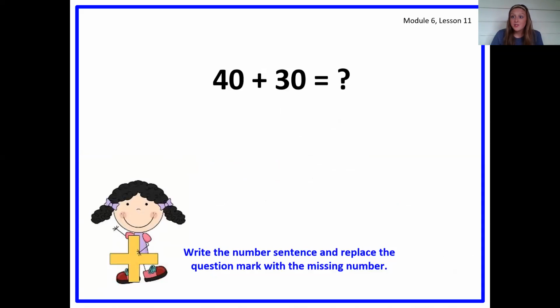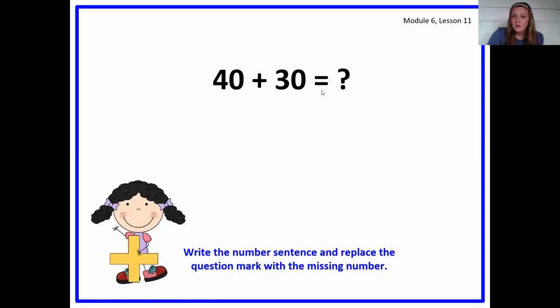So to get started, I want you guys to get a piece of paper if you have something. Go ahead and you can use a picture. You can do whatever you need to do. Solve 40 plus 30. Go. Alrighty, I'm going to go ahead and talk through it real quick. 40 plus 30 is 70. Very good.